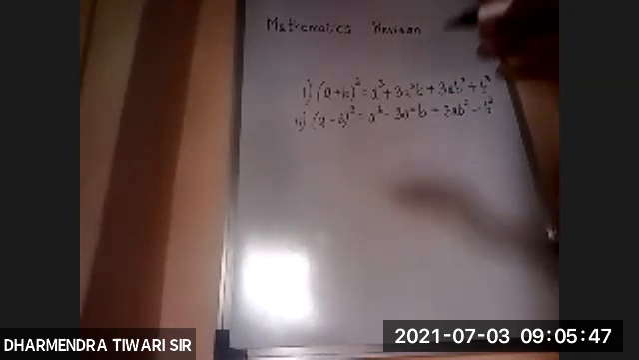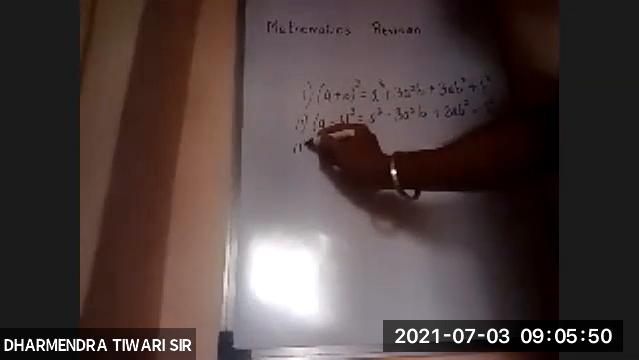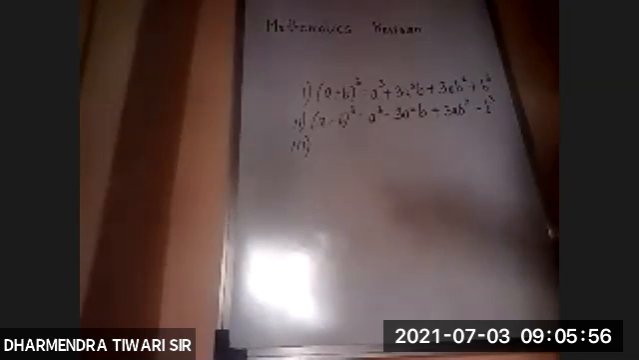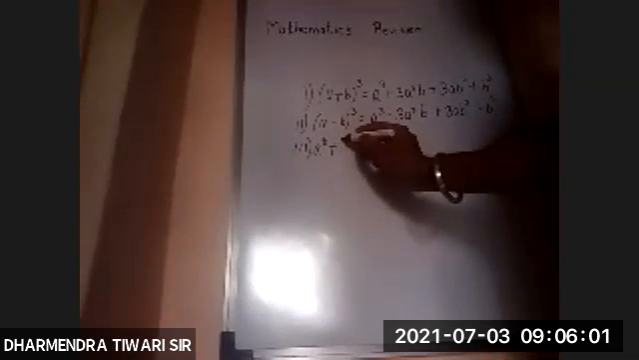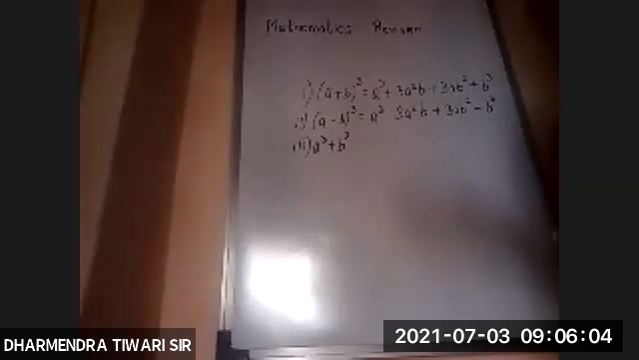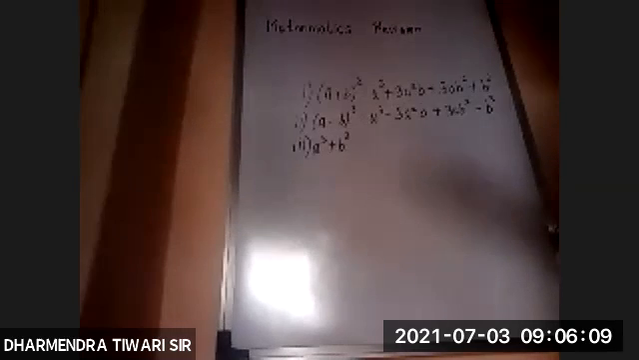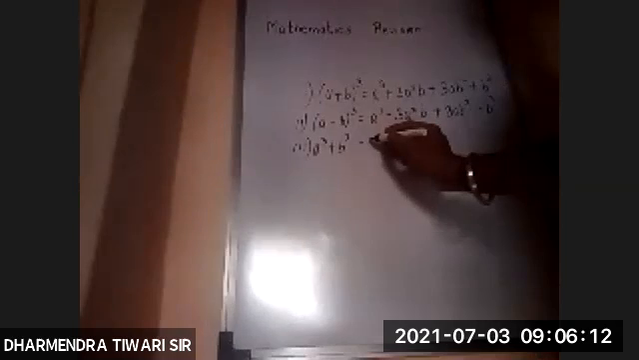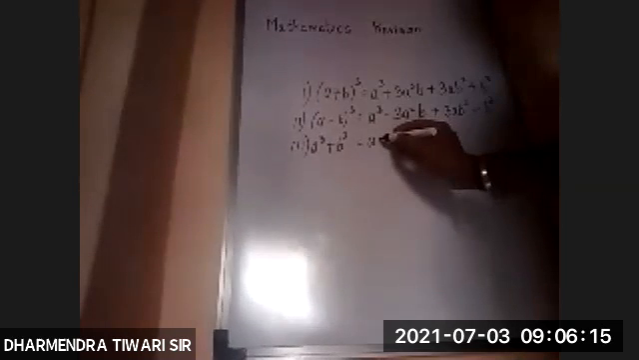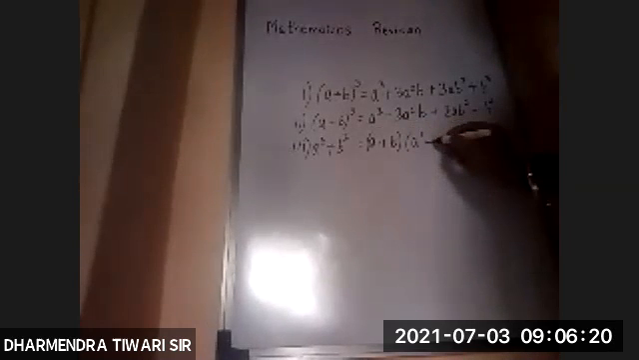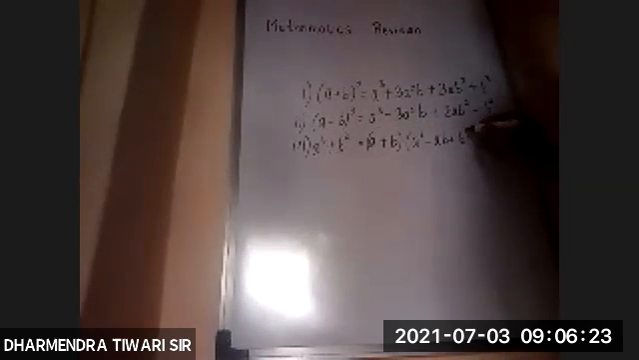Next, third, a cube plus b cube. The formula is, we have done it yesterday, a plus b into a square minus ab plus b square.